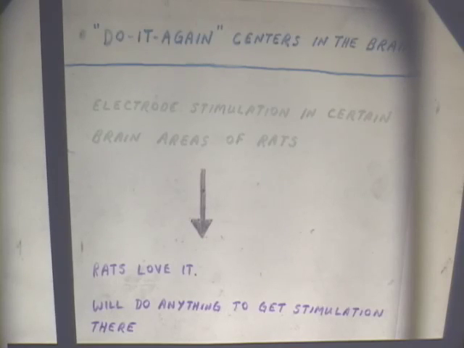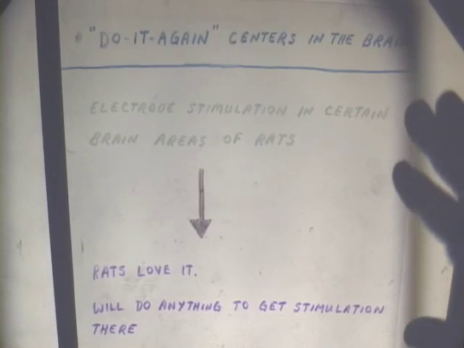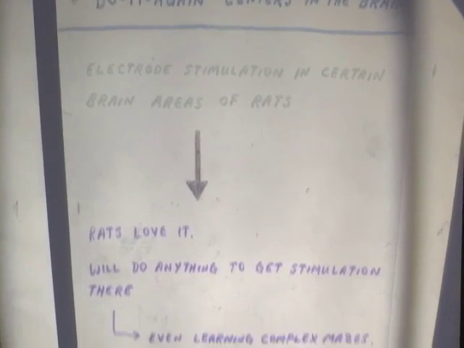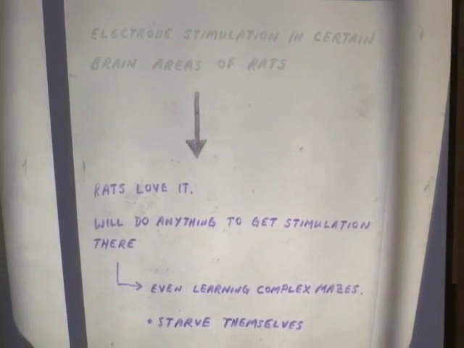So his name, the Do It Again Center, is pretty apt. He found that he could get them to learn really complex mazes if he put the lever at the end of a maze. They would get faster and faster because they wanted to run there and they wanted to start pushing the lever.